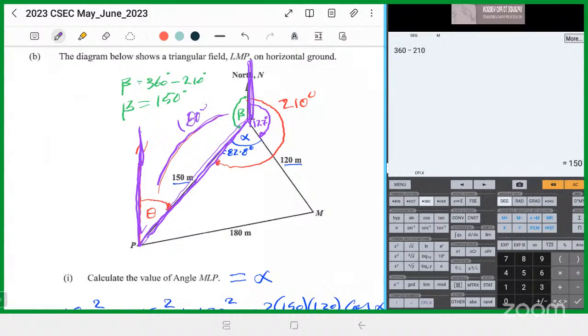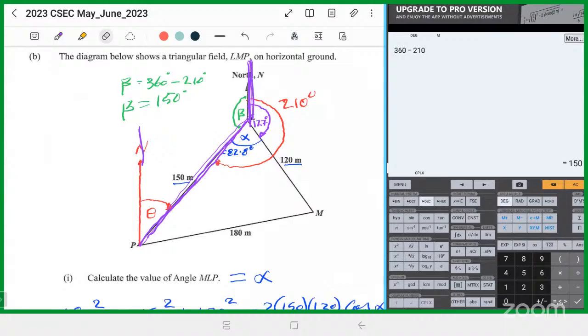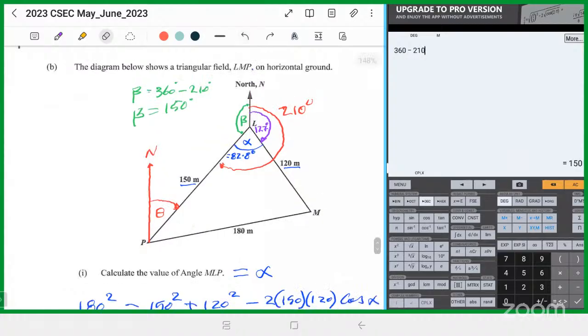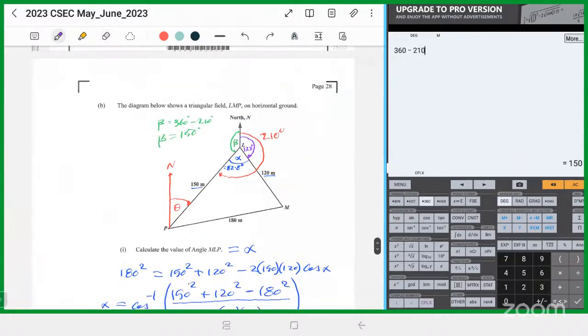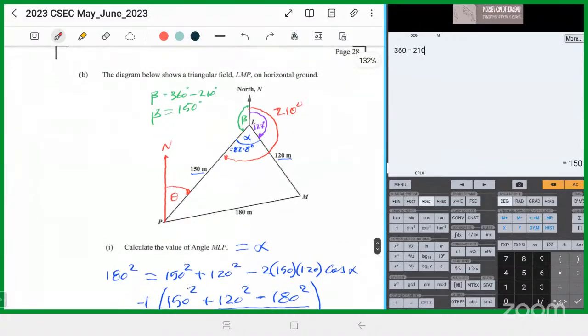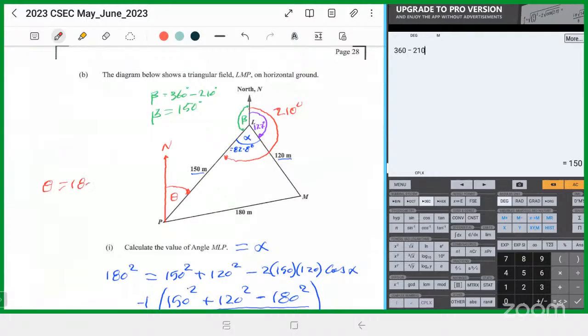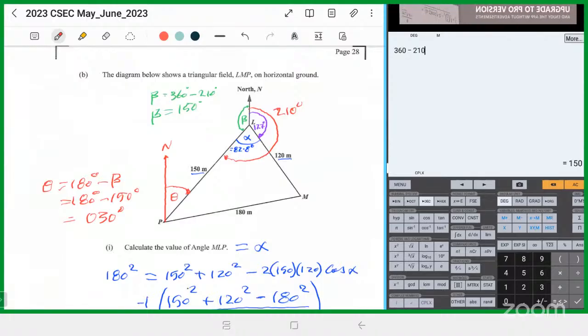Right? So it means then, since we know the beta, we can find the theta. 180 minus the beta. Alright? So that's what theta is going to be. The theta that we want inside here is going to be 180 degrees minus the beta, which is 180 degrees minus 150 degrees, which is 30 degrees. But because it's bearings, I've put a 0 in front of it, because theta is a bearing angle. The angle is 30, but the bearing is 030 degrees.